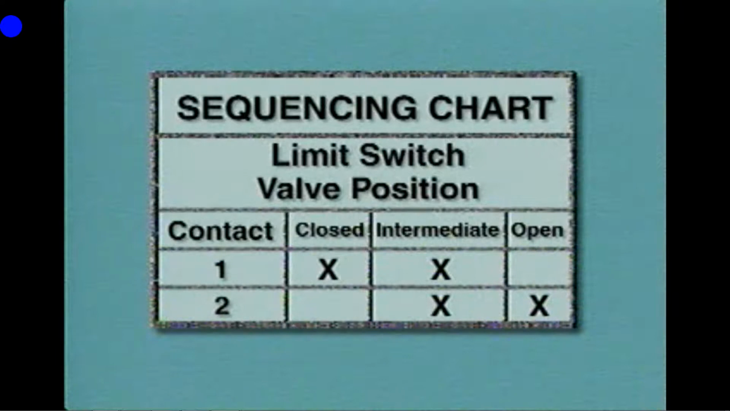Now, this is another type of sequencing chart for the same limit switch. This chart uses the letter X instead of a solid bar to indicate when contacts are closed. On this chart, contact positions are shown for 3 stages of operation: when the valve is fully closed, when the valve is in an intermediate position, that is, neither fully closed nor fully open, and when the valve is fully open.